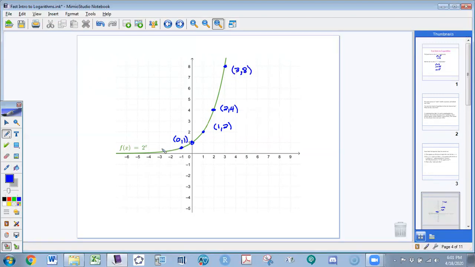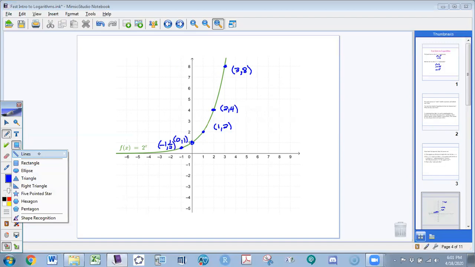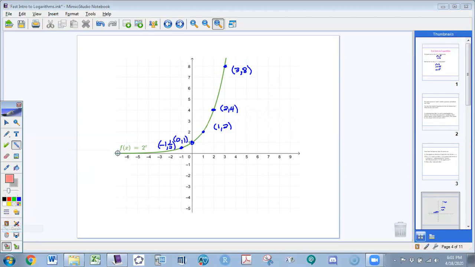Back over here, we know some points as well. I'll just do this one, (-1, 1/2), because 2 to the negative first power really means take the reciprocal by definition. The other thing to notice here is that this graph has a horizontal asymptote of y equals 0. We know that about this graph.